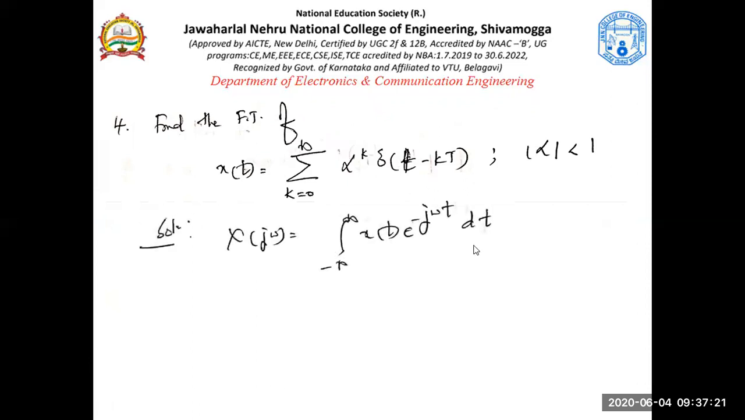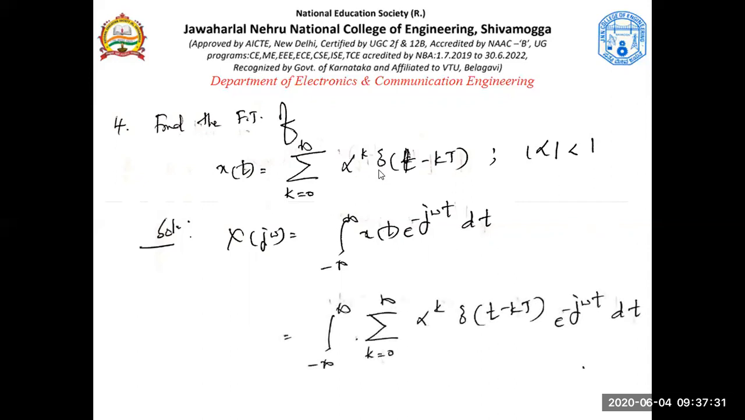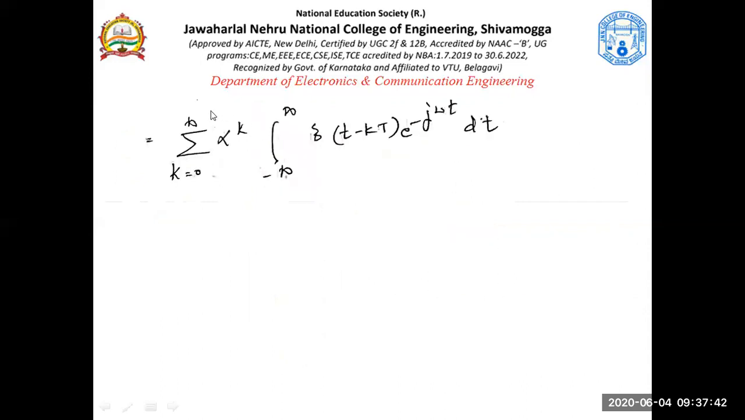So the X of j omega, this is something that we are not solving by properties. We have taken the Fourier transform equation and substituted x of t. We get this, with e power minus j omega t, which was there in this equation. Keep this k function out because we are integrating with respect to t, so keep only the functions of t within the integral.